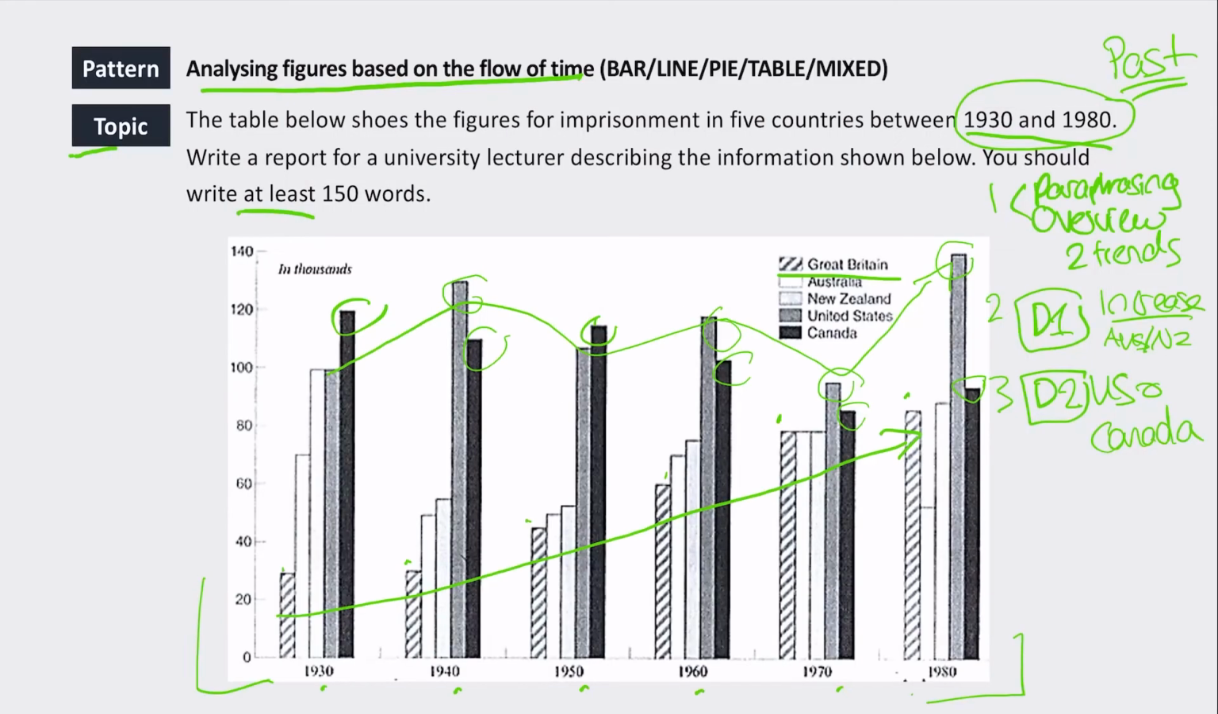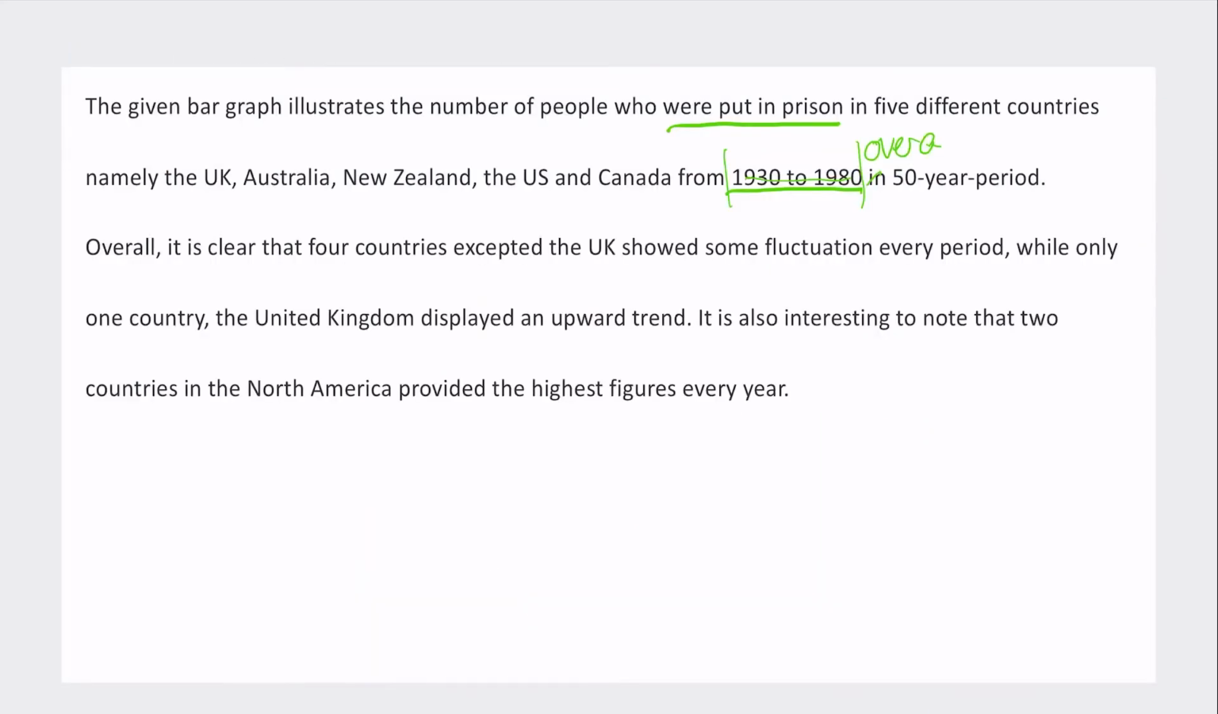Put in prison is okay. They're trying to paraphrase imprisonment. Another good word to use is incarcerated. Incarcerated is a fancy way of saying imprisoned. So that would be a slightly fancier way to put it, but I do appreciate they've tried to paraphrase. So look at the overview.